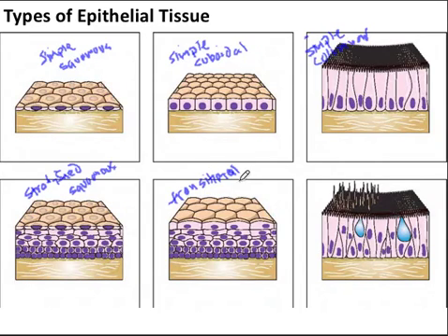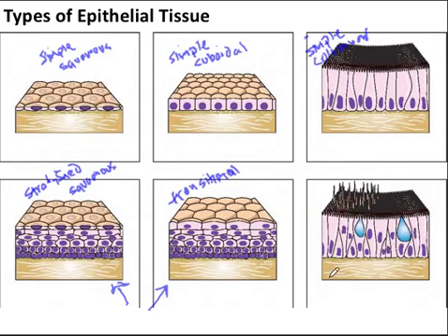Okay. Transitional epithelium has the ability to stretch and snap back. You could, in a sense, take these two drawings to represent two different states of transitional epithelium. In its distended state, which would be here, it looks like stratified squamous. In its non-distended state here, it looks like stratified cuboidal. Okay, it has the ability to stretch and snap back. It's found lining the bladder, the ureters, and other components of the urinary system.